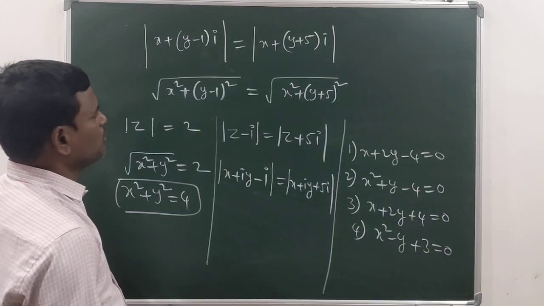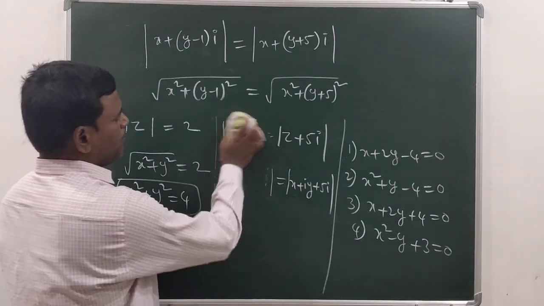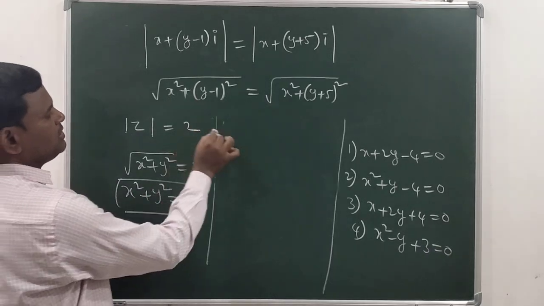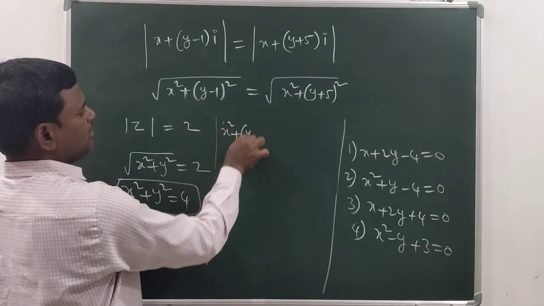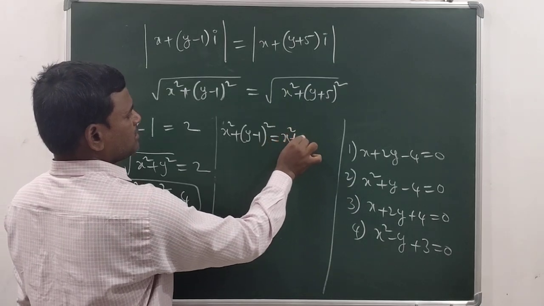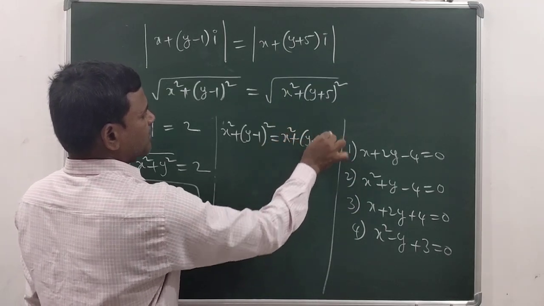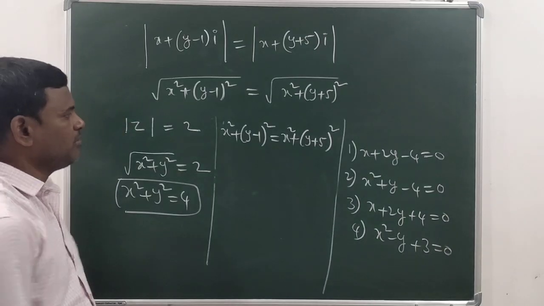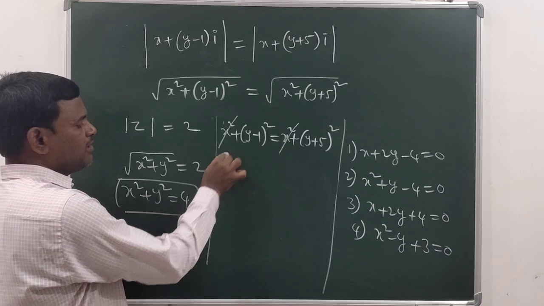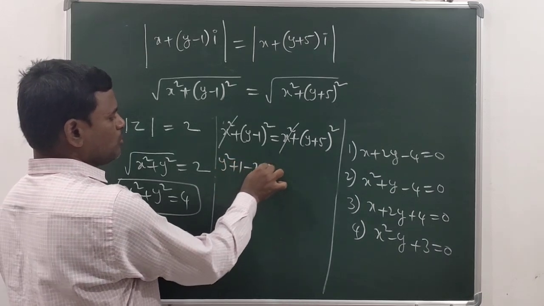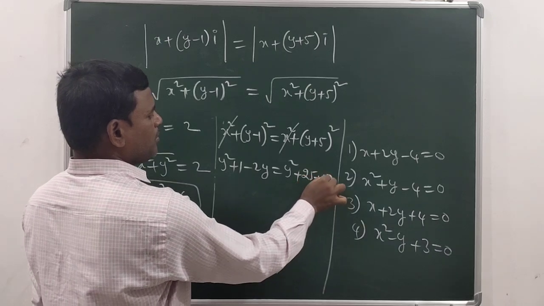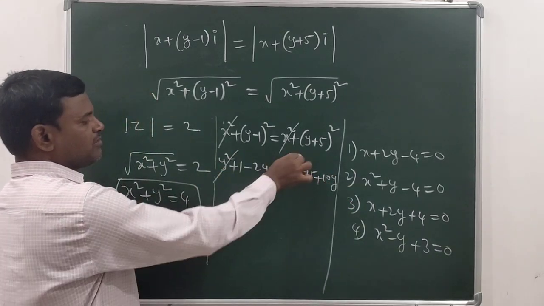If you take square on both sides, what do we get? Here it is going to be x square plus y minus 1 whole square. Here it is x square plus y plus 5 whole square. So now this x square cancels. Now expand it. y square plus 1 minus 2y. Now y square plus 25 plus 10y. Now y square also cancels.